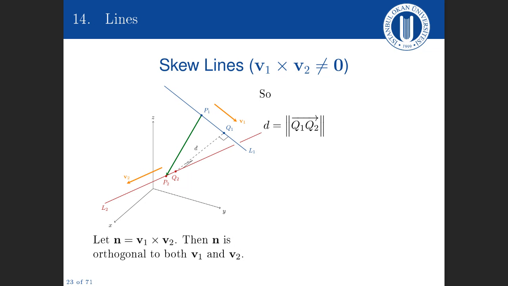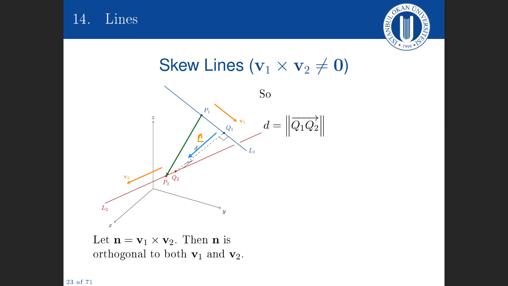Now notice that there's two right angles in this picture. The line from Q1 to Q2 is orthogonal to L1 and it's orthogonal to L2. How can we get a vector which is orthogonal to V1 and is orthogonal to V2? We can take V1 cross V2. Then the vector n in this picture, if I draw it, would be like this. The vector n would be parallel to the line from Q1 to Q2.